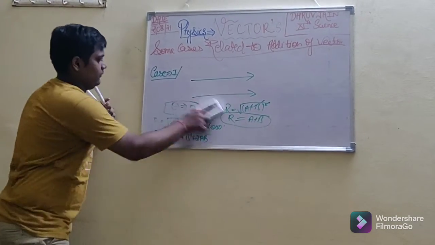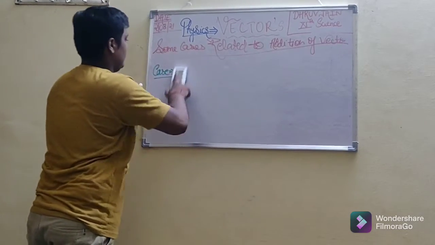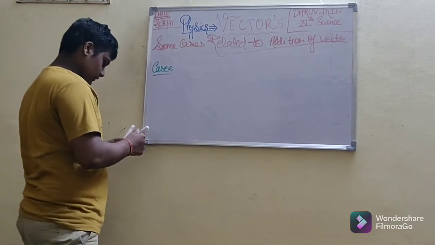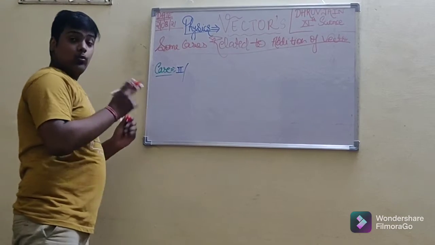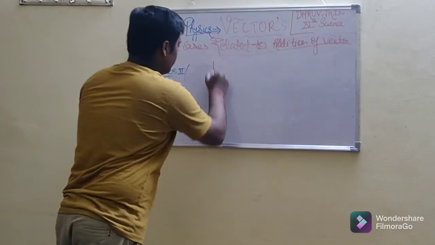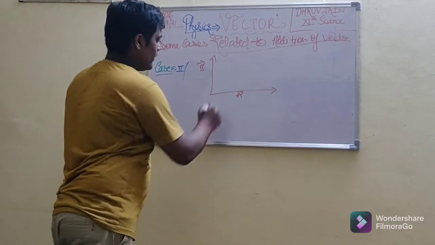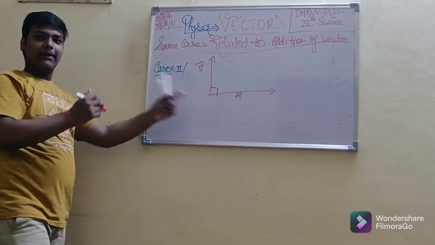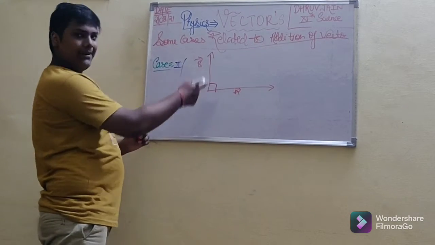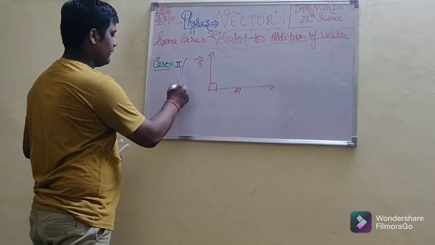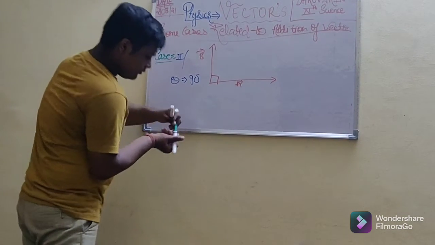Now, second case. Second case is what? When two vectors are perpendicular to each other, then theta will be what? 90 degree. Then our resultant vector will be equal to what?